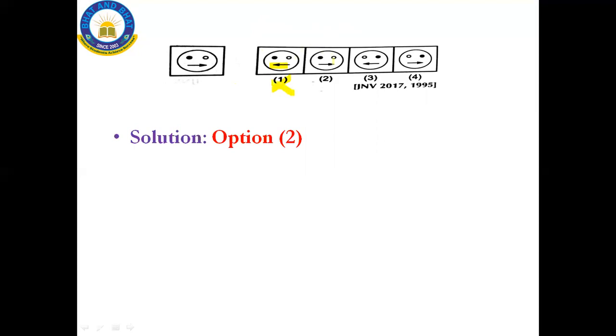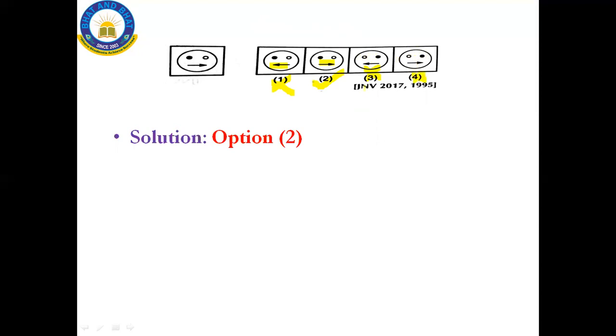Now come to option 2. See here, one eye is shaded and the other eye is open. The arrow is moving from left to right. Yes, it looks the same as the problem figure. It is the correct answer. Now, why not the third one? Look at the shaded part of the eyes here. The right hand side is open and the left hand side is closed. So option 3 is not the answer. And option 4, here also the shaded part of the eye is different. The position of the shaded part of the eye is different, so it is not a correct answer.